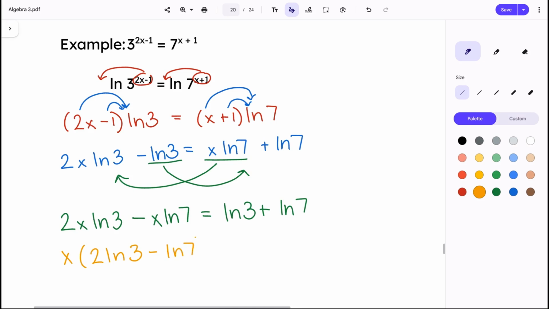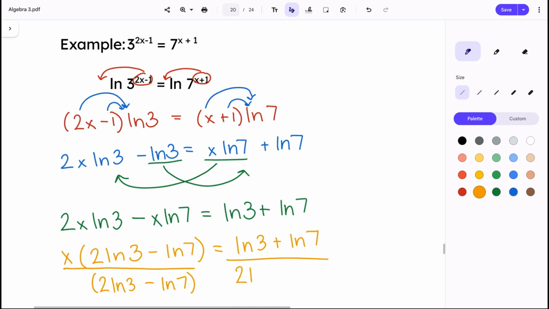And that leaves me with my 2 ln 3 minus ln 7, and then the other side stays the same. Now, to get rid of the x, just like we were doing on the last ones, we have to divide. Like on that last example, we had x times the log of a number, and we had to divide by that logarithm. We're going to do the same thing here, except you're going to divide by this whole big quantity, the 2 ln 3 minus ln 7, on both sides. So these are gone, and now you're going to have to do this math on your calculator.